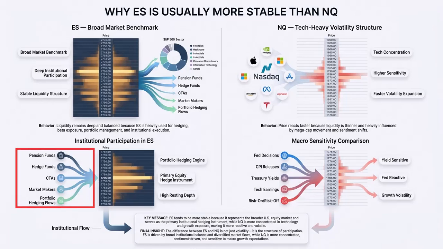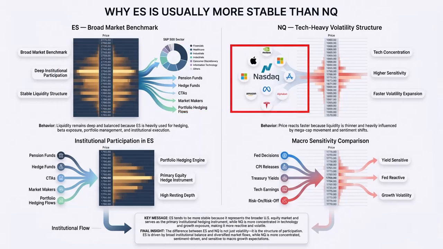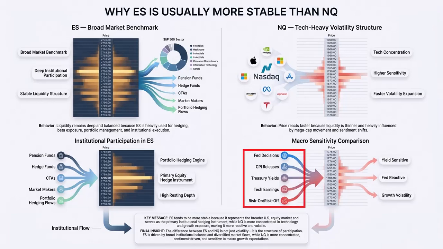NQ represents the Nasdaq 100, which is heavily weighted toward technology and growth stocks. It is still one of the most liquid futures products, but it is more affected by mega-cap stocks such as Nvidia, Apple, Microsoft, Amazon, Meta, Alphabet, and Tesla. Because of that, NQ tends to be more sensitive to yields, the Fed, CPI, tech earnings, and risk-on/risk-off sentiment. Simply put, ES equals broader market, deeper liquidity, more stable behavior. NQ equals tech-heavy, usually thinner book, higher volatility, faster reactions.